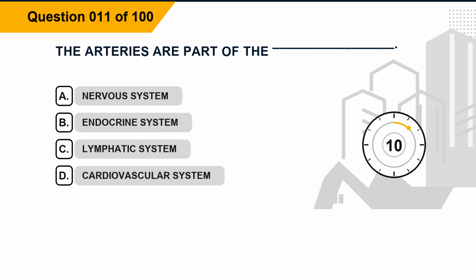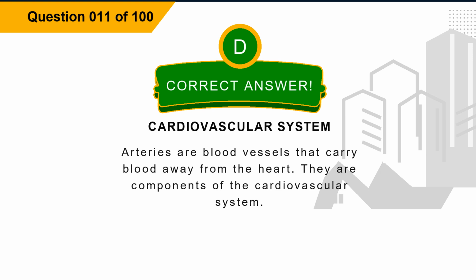Question 11. The arteries are part of the blank. Option A, nervous system. Option B, endocrine system. Option C, lymphatic system. Option D, cardiovascular system. The correct answer is option D, cardiovascular system. Explanation. Arteries are blood vessels that carry blood away from the heart. They are components of the cardiovascular system.